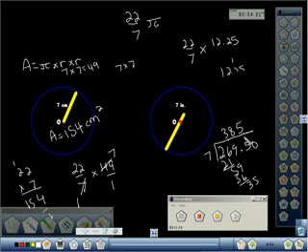5 times 7 is 35. You're going to get a 0. That's going to be a 0. So our answer is going to be 38.5. Our area equals 38.5 inches squared.